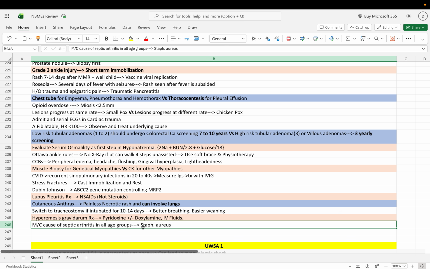Most common cause of septic arthritis in all age groups. This is the gold standard one, Staph aureus.